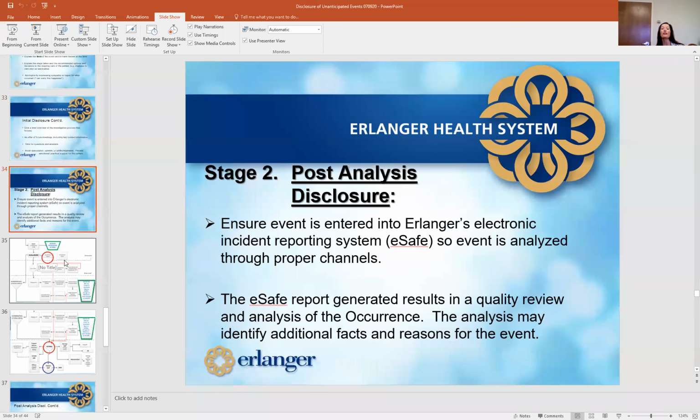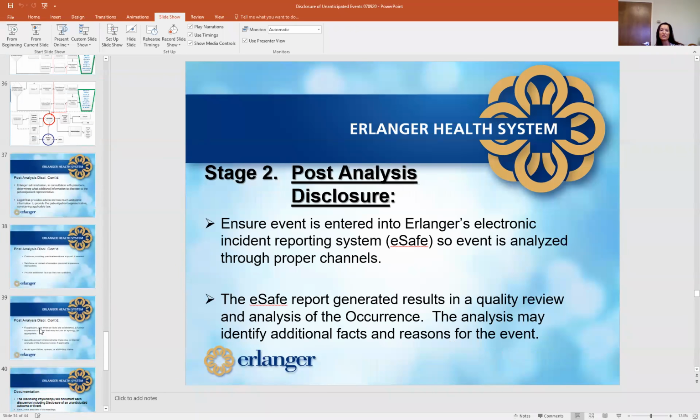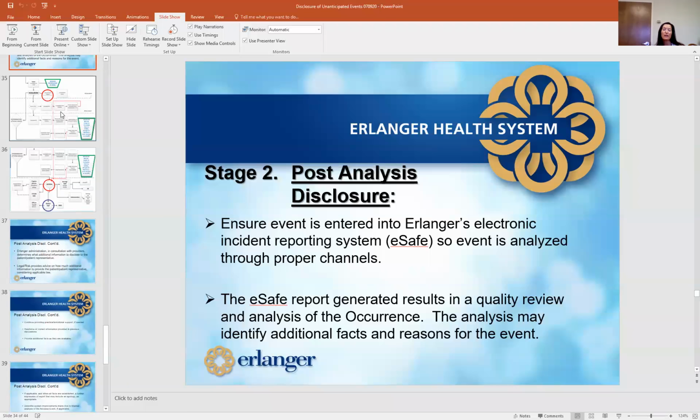So once that event has worked its way through, and Dr. Kohrt's going to talk about that again in a moment, that investigative process through eSafe, for instance, I'll give you an example. If you have, let's say, a surgical error or a wrong site surgery, that would be entered into eSafe as an incident, and that would be routed to peer review. Medical Quality Improvement Committee will review that. And in that process, you're looking for people who have expertise in the area to review, to see, okay, what can we do from a process standpoint to prevent this from happening again, right?